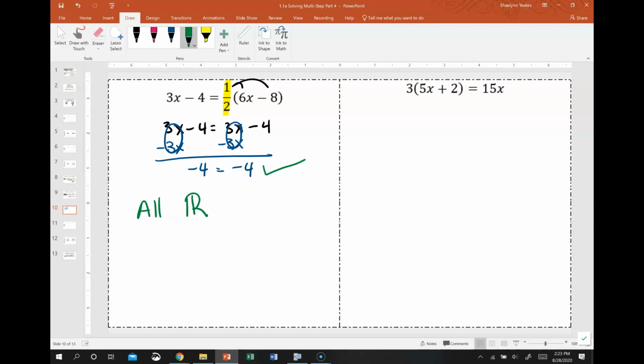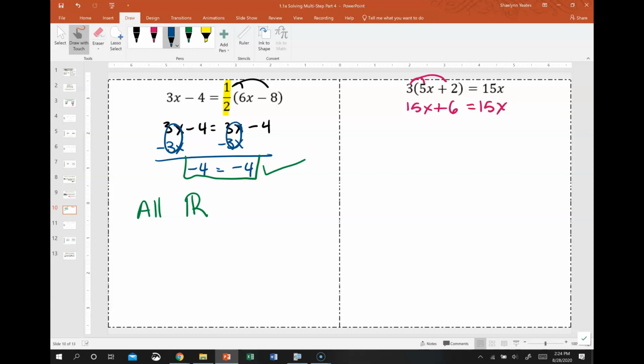Because we ended up with something that was true. Negative 4 equals negative 4. All right, let's see what happens over here. So my first step is going to be to distribute this 3 through. So then I have 15x plus 6 equals 15x.